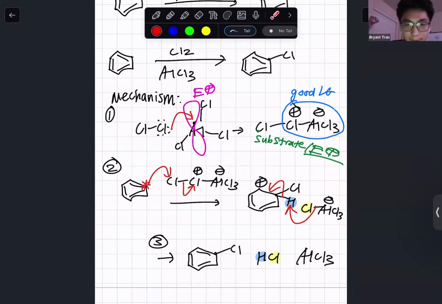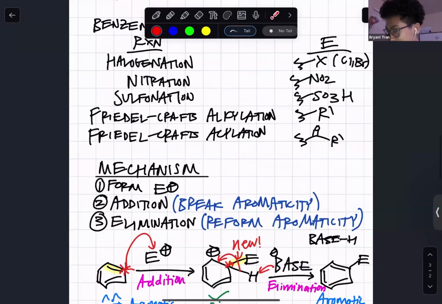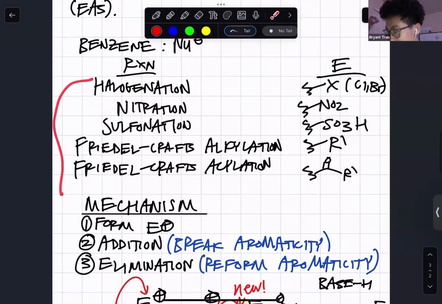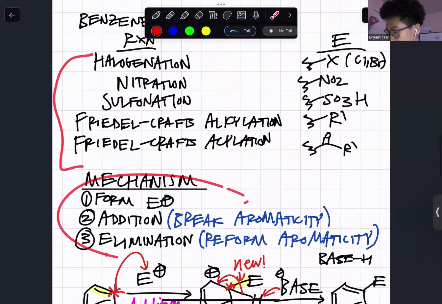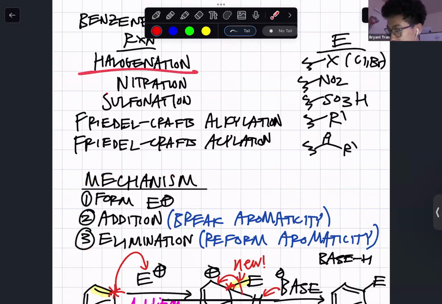Okay. So I'm going to move on to, let's say, maybe 128B or 8B. But for 118B, all these reactions here are going to follow the exact same 3 steps of the mechanism here. First, form the electrophile. Second step, addition. Third step, elimination. I would say halogenation, nitration, sulfonation would be the easier ones.